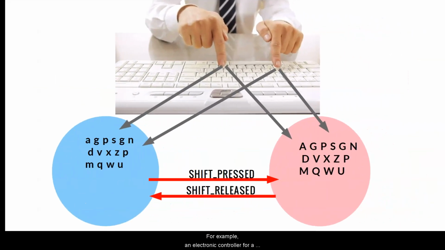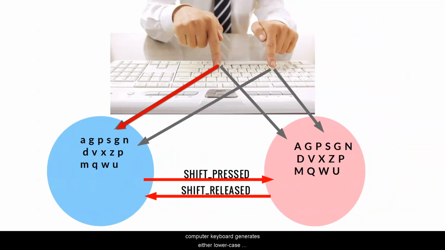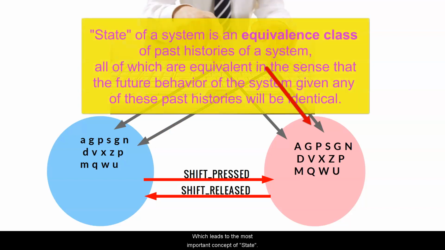For example, an electronic controller for a computer keyboard generates either lowercase or uppercase key codes. This behavior depends on whether the Shift key has been pressed or released, but it does not matter which other keys have been pressed or released or how many of them were pressed. Therefore, the whole relevant history of the keyboard can be reduced just to two classes: the normal class, where the keys generate lowercase codes, and the shifted class, where the same keys generate uppercase codes. Which leads to the most important concept of state.